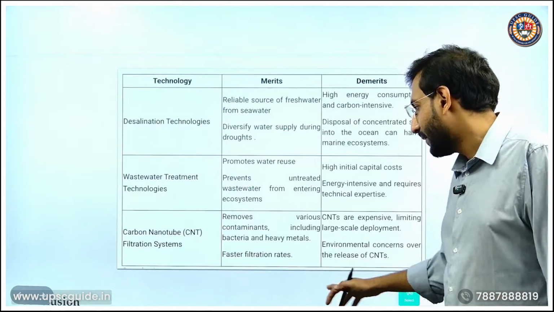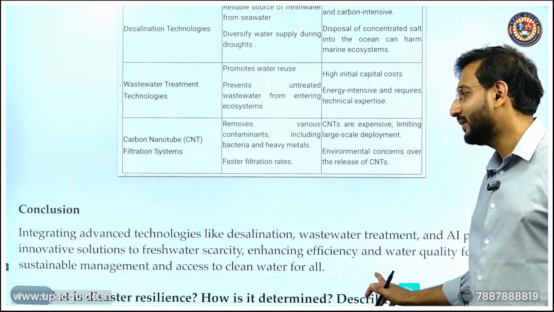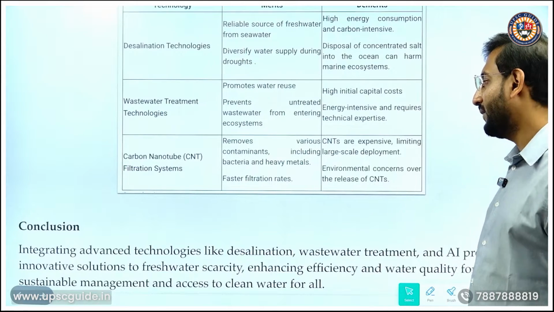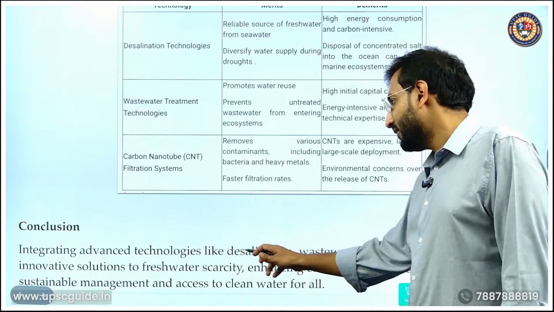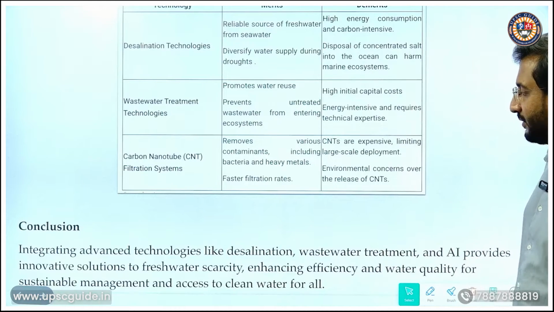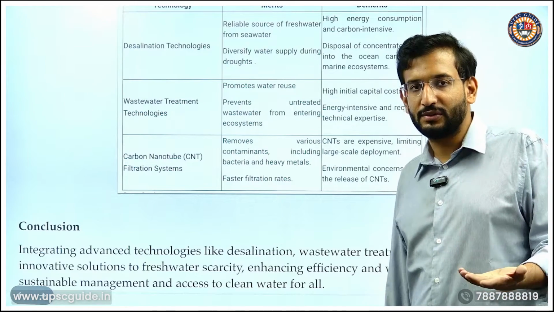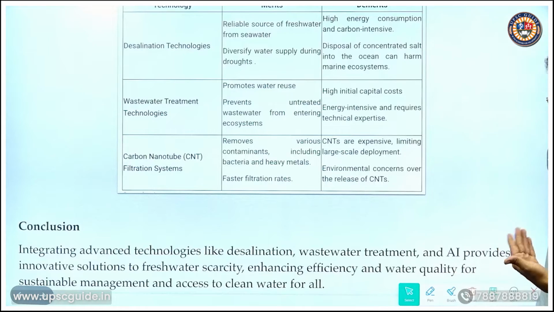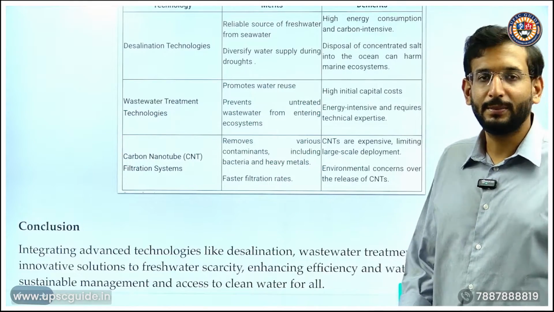Okay, and also it involves a faster filtration rate. How to conclude this? Okay, so concluding this with an integrated approach. An integrated approach involving advanced technologies like desalination, wastewater treatment, and artificial intelligence provides innovative solutions, as well as you can see some traditional methods of water conservation and filtration can be deployed here. Okay, you can quote some examples from the traditional methods also.